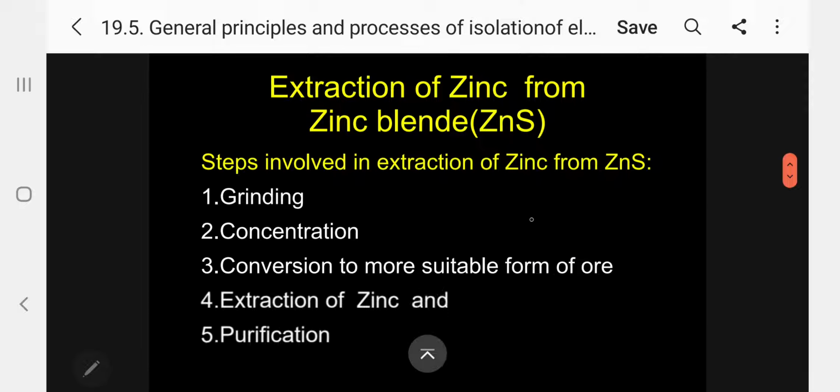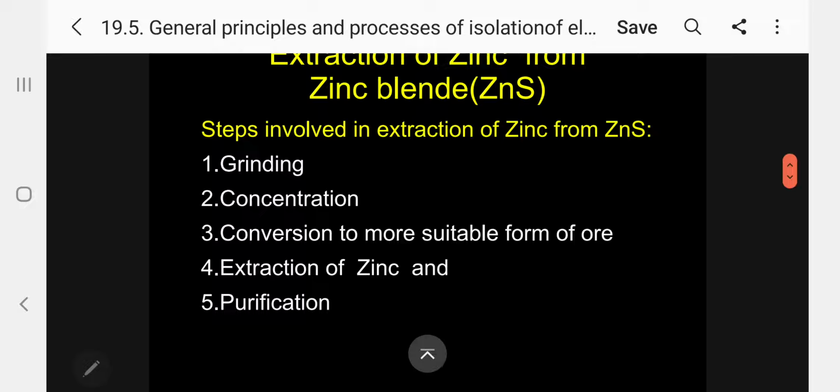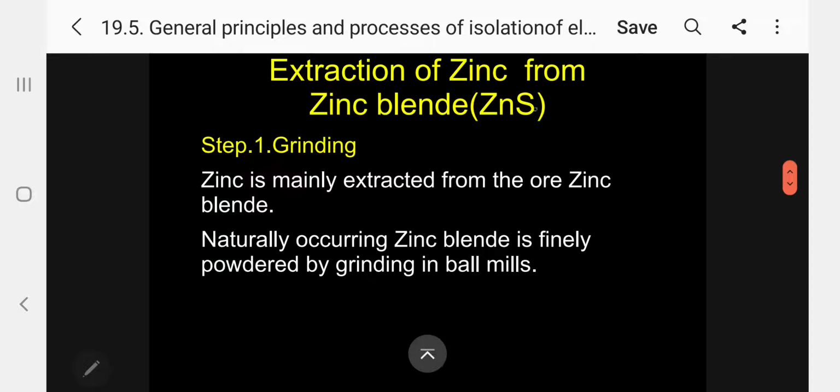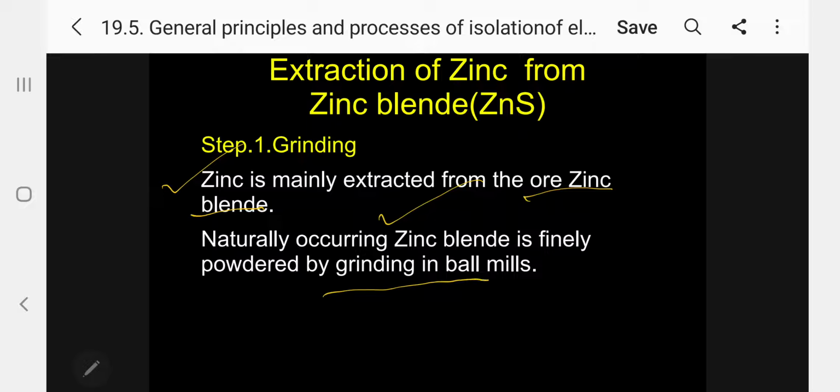Kindly follow. Again, as usual, we know the steps: grinding, concentration, conversion to a more suitable form, extraction of impure zinc and purification of zinc. This is the five-step method I have generally discussed, and we are following it here. As usual, first, zinc is mainly extracted from the ore zinc blende. The naturally occurring zinc blende is finely powdered by grinding in ball mills.